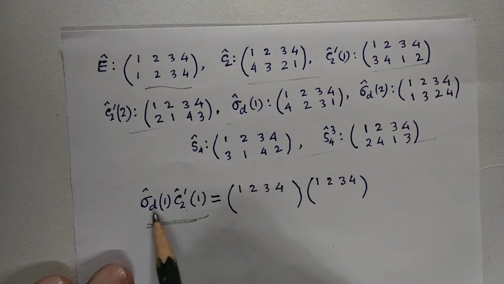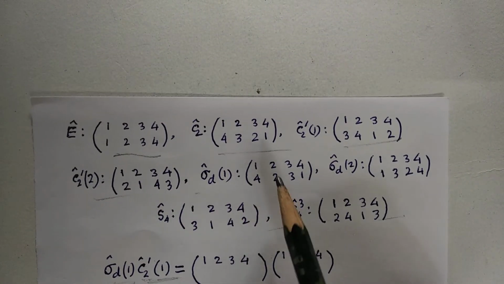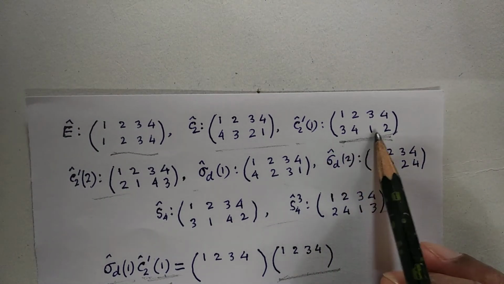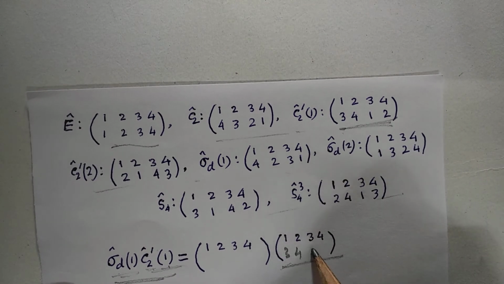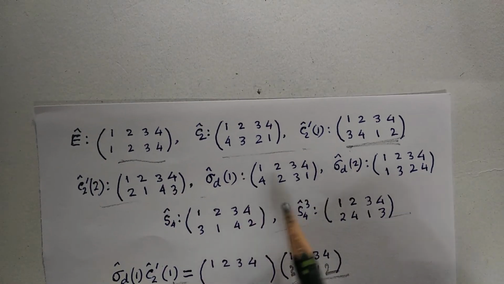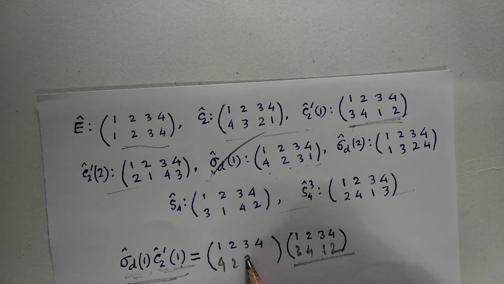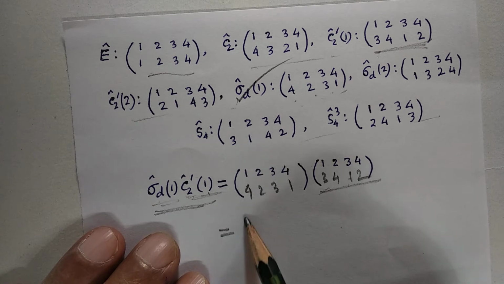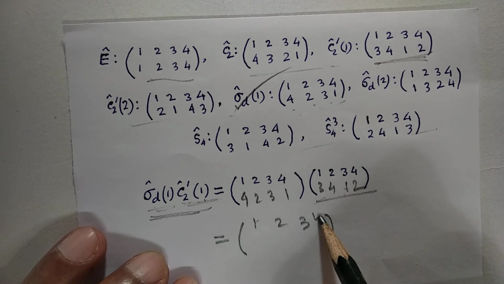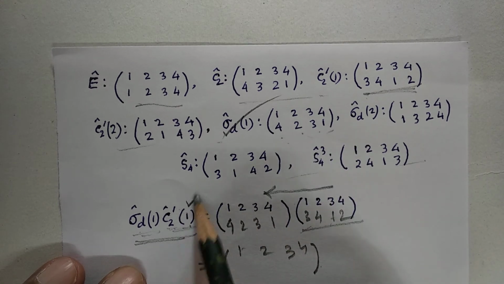Now let us suppose we want to carry out this symmetry product: C2 1 primed and then sigma D1. So we have to write the permutation for this C2 1 primed. This is written here on the right. 3, 4, 1, 2. And then for sigma D1, we have to write 4, 2, 3, 1. What will be the product? We see that the initial labels are to be written first. Now here the procedure is from right to left. This operation is to be carried out first.